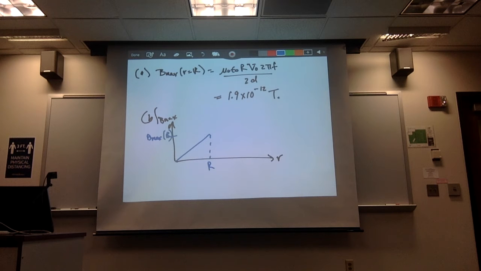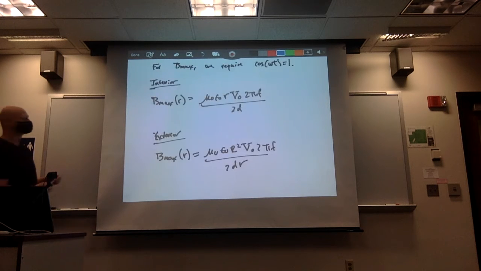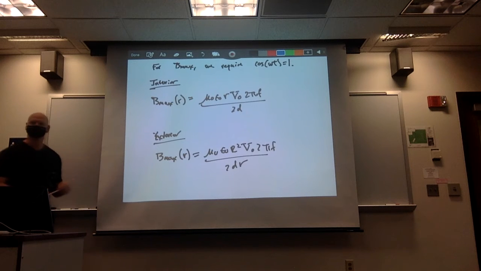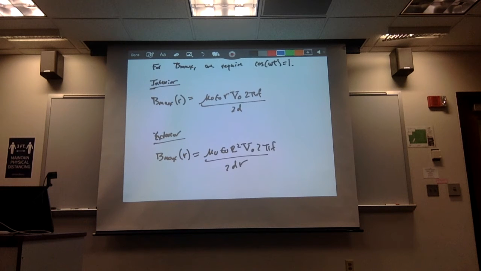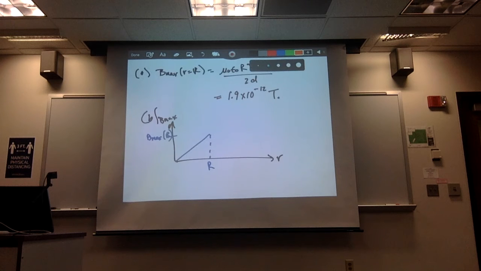Cool. And then on the exterior, what's it doing? What's its r dependence on the exterior? 1 over r. Good. So this is then just simply that. This thing is eventually going to go to 0 as r goes to infinity. 1 over r dependence here, and an r dependence here. And that's it.